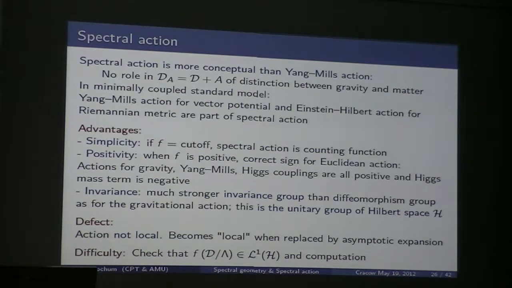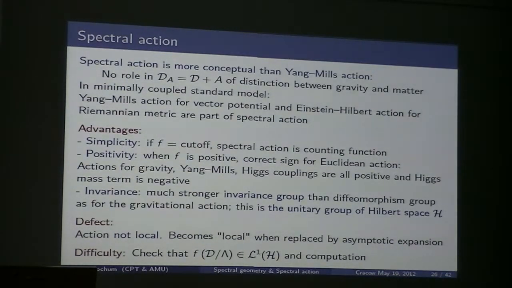So this means that this action has a lot of advantages. The first one is, of course, the simplicity. The formula is quite simple. In particular, if f is a cutoff, a characteristic function, then the spectral action is nothing else than the counting function. You count the eigenvalues, including multiplicities.